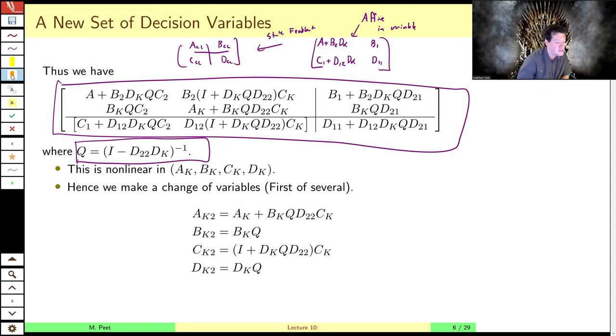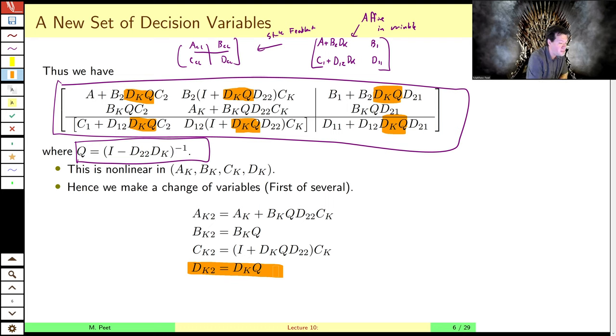Well, let's look at this expression here and figure out what we're going to have to do. The most obvious source of nonlinearity are these terms, DKQ. They appear several times, so that appears a lot. Our first variable substitution is going to be to create a new variable, DK2, which is just DKQ. That's going to allow us to get rid of all of these, the ones I've just highlighted.